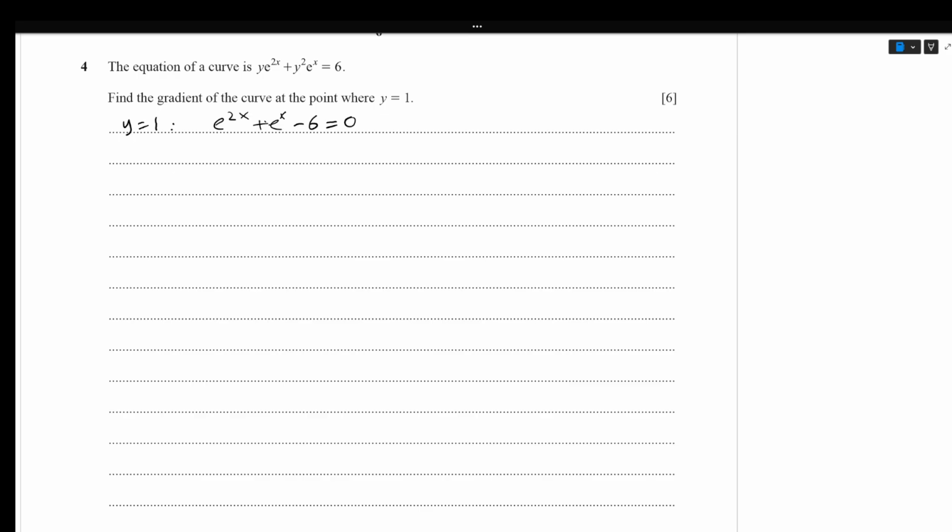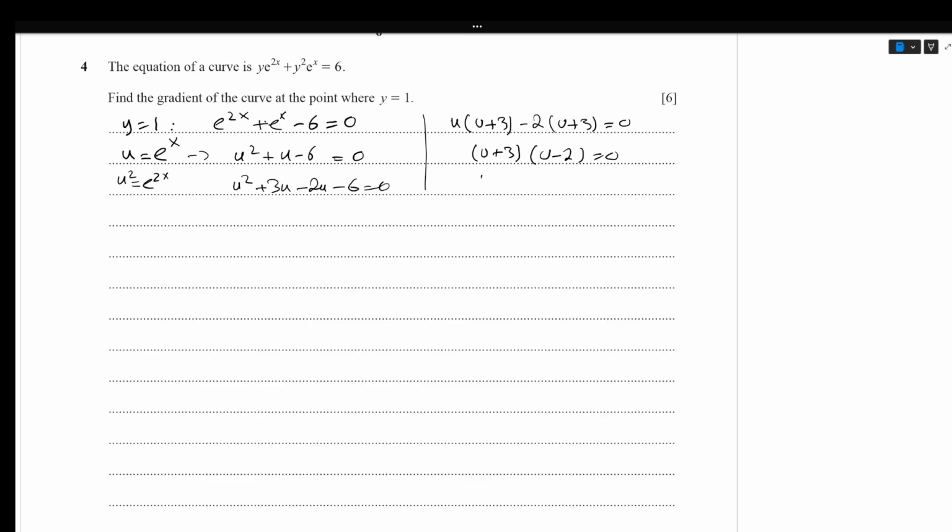Now you can simply solve as a quadratic equation, or you can substitute u is equal to e to the x. So you have u square plus u minus 6 is equal to 0, because u square is e to the 2x. Then u square plus 3u minus 2u minus 6 is equal to 0. Taking u common, u plus 3, minus 2 common, u plus 3 is equal to 0. U plus 3 times u minus 2 is 0. U is minus 3 or u is 2.